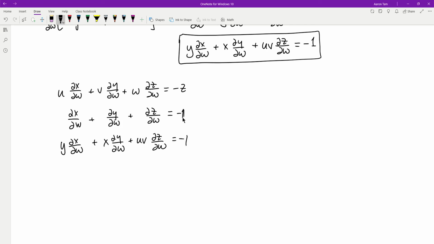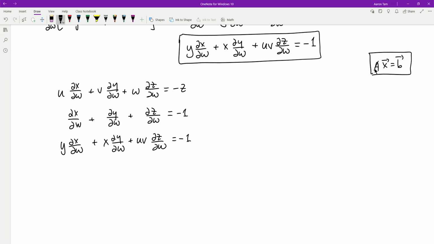So notice that basically I'm lining up the dx dw, dy dw, dz dw, just like I would line up x, y, and z. Okay, and now I can transform this system of equations into a matrix form. So what is the matrix form? Matrix form is actually this form: A vector x equal to vector b, where A is our coefficient matrix, vector x is our variable vector, and vector b is our right side vector.